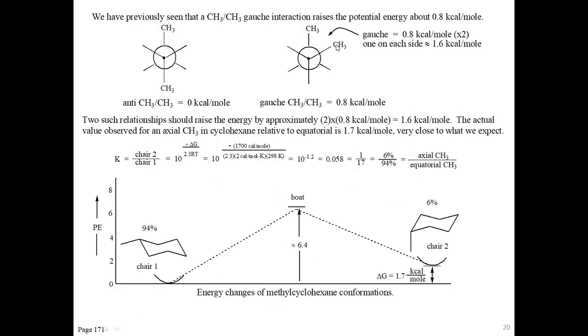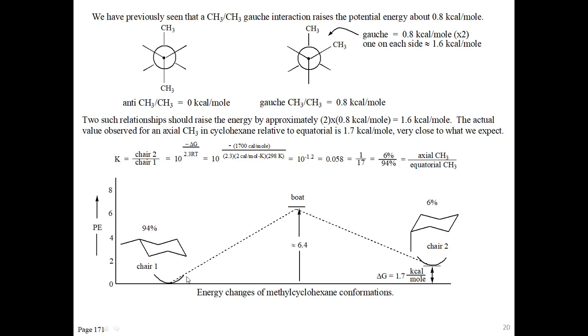Okay, so if we had a methyl-methyl, we said in the previous chapter, the chain conformations, that's about 0.8. And so if we have two of those, that would be 1.6. And what they actually report for an axial methyl is 1.7. Okay, so it's a little bit off, but pretty doggone close. All right. So we will call this axial strain, A strain. And if this is 1.7, then we can calculate the energy for that, just as we did before.